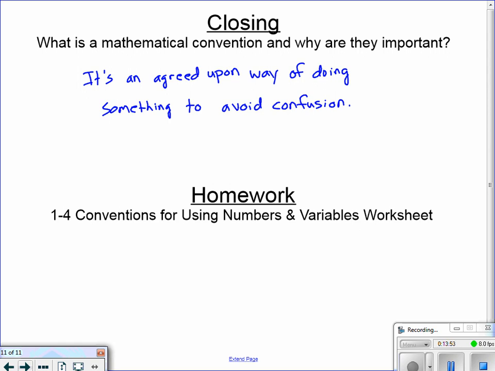Again, if there's something you didn't get down, pause, rewind the video, whatever you need to get all your notes. You need to have all the notes down before you can do the homework. And on here it says that it's a worksheet, but your homework will be online.